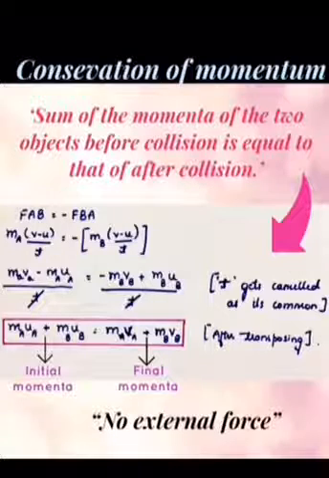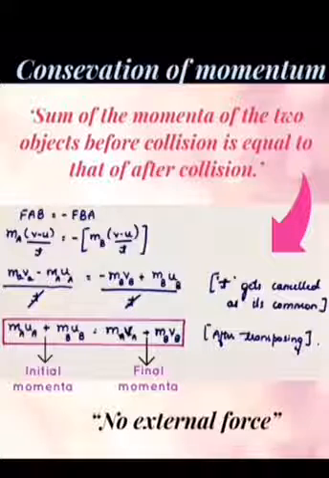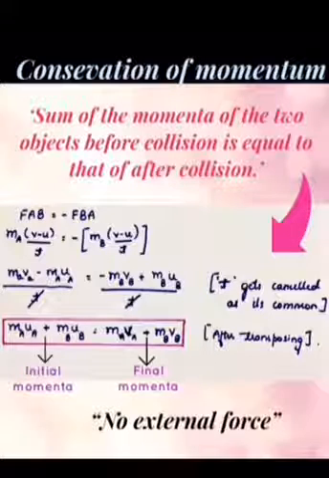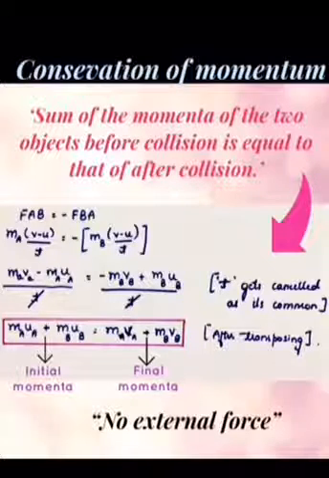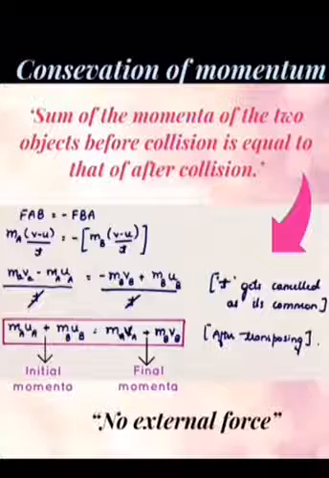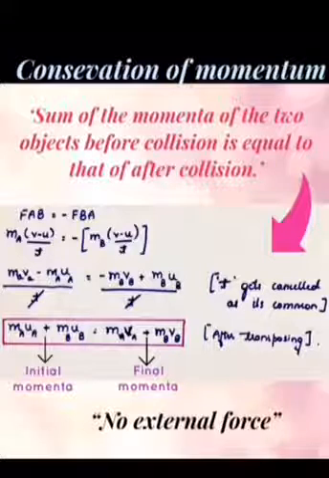What is momentum? Momentum is defined as mass into velocity of an object. And how are we conserving this momentum now? Let's see the definition that is given. Sum of the momenta, the plural form of momentum, of the two objects before collision is equal to that of after collision. So according to this definition, mass into velocity of the two objects, when we sum it before collision, will be equal to the mass into velocity of the two objects after collision.